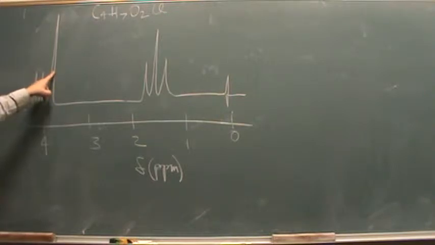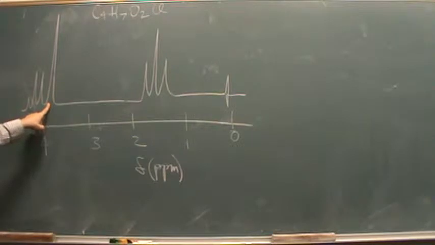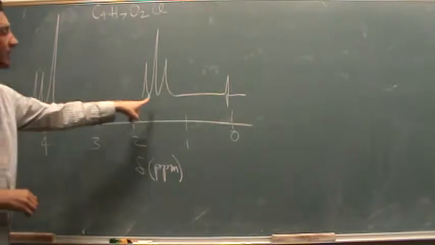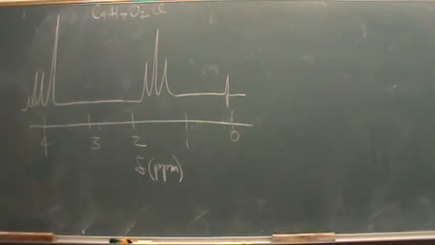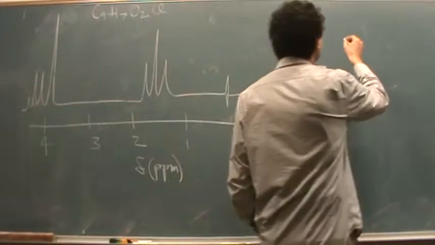This to me looks like a singlet, and this here looks like 1, 2, 3, and there's a hidden 4th peak here. This looks like a quartet. So actually we have a quartet, a singlet, and a triplet. Let me show you a little trick here that you commonly see.